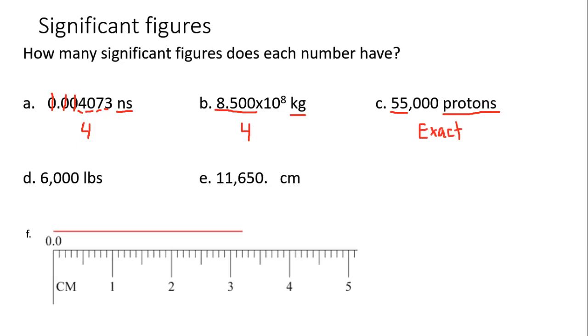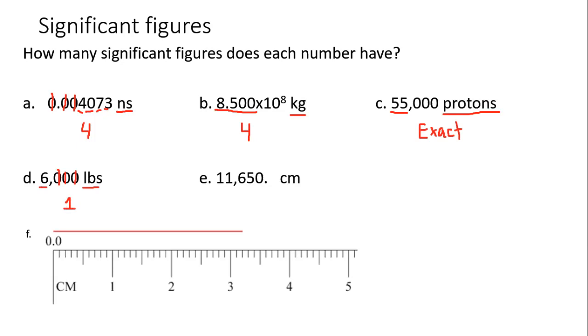Next, we go to 6,000 pounds. Pounds is a measured quantity. Notice here we have a 6, which is significant, and then we have 3 zeros. These 3 zeros are not significant because there's no decimal point at the end. These are called place-holding zeros. Since there's no decimal point, these zeros are insignificant, so this would have one significant figure.